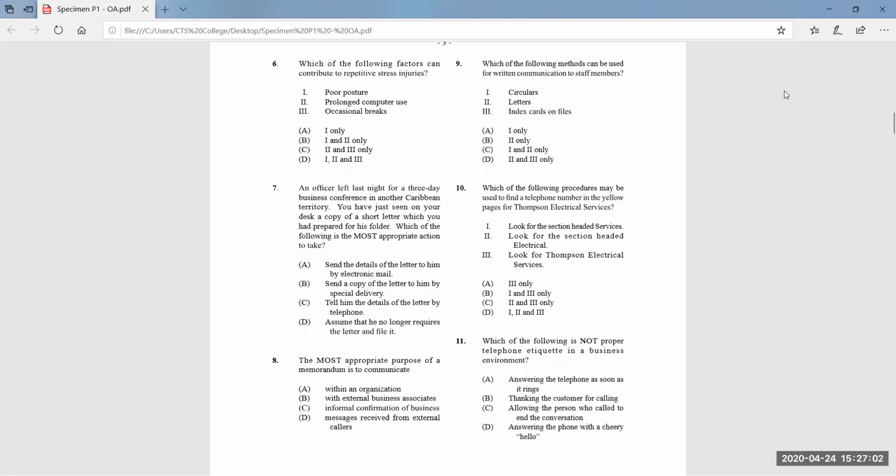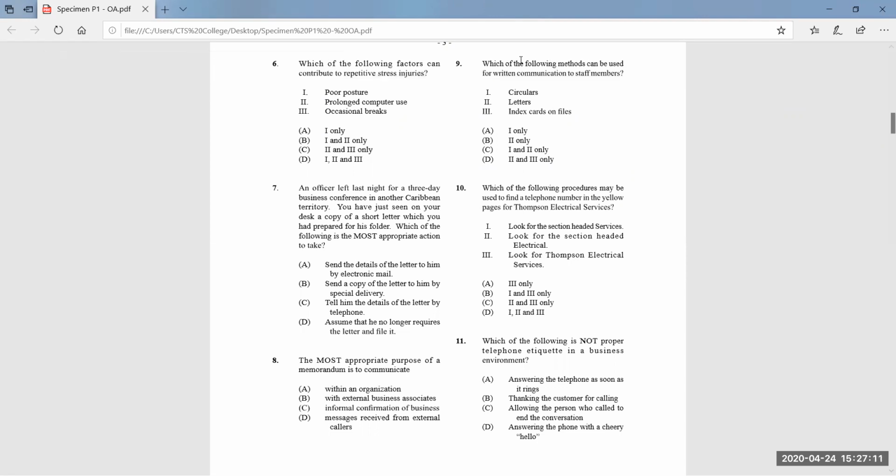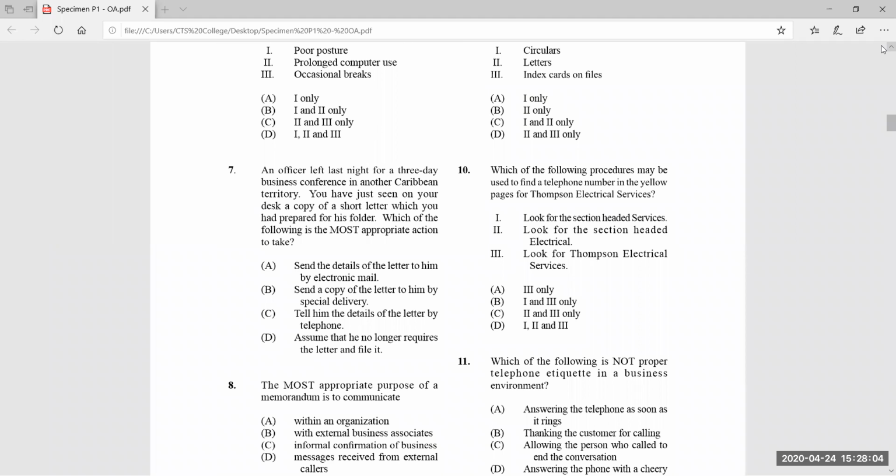Take a few minutes, go through this from 6 to 11, and then I'll stop you and we'll correct. Miss, can you please zoom it? Sure. That better? Yes, miss. Just let me go back up. There.